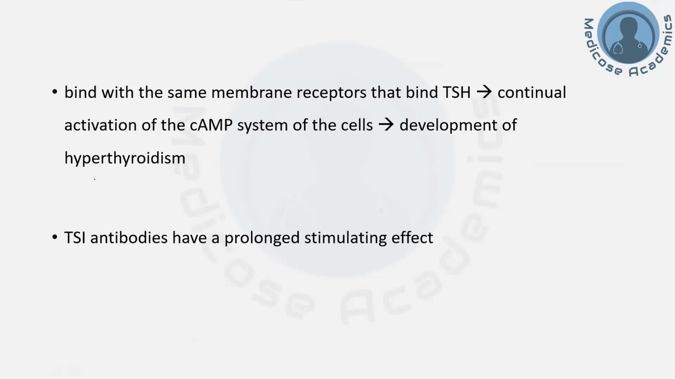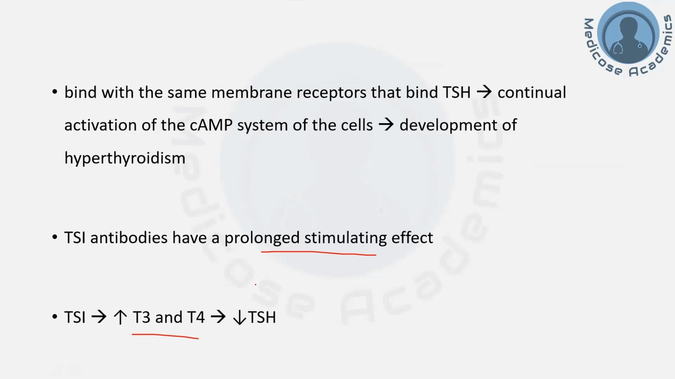Apart from that, the TSI antibodies have a prolonged stimulating effect. Once these TSIs bind to the TSH receptors, they bind for a longer time, and they keep on increasing the biosynthesis of T3 and T4 hormones. So they have a prolonged stimulating effect. As a result, there is going to be increased T3 and T4, and elevated T3 and T4 levels are then going to suppress the secretion of TSH hormone.